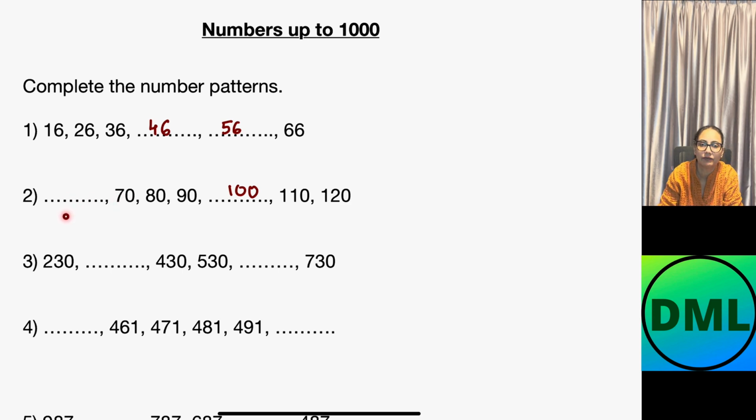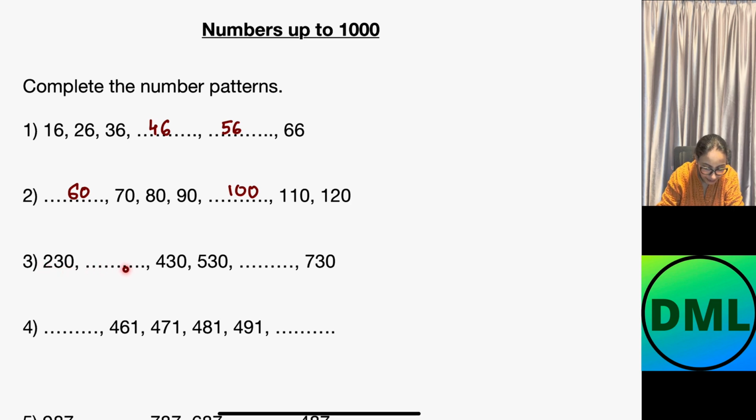What number will come here? Before 70. What is the number that comes before 70? Can you see that here? If you know the numbers in the decreasing order, it will go 9, 8, 7 and after that 6, right? So our number will be 60 here. These are the two missing numbers. Let's see the next example here.